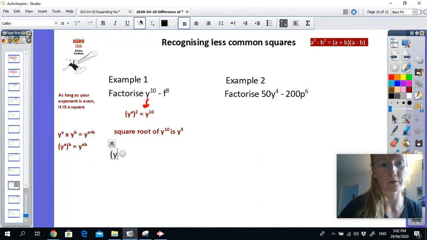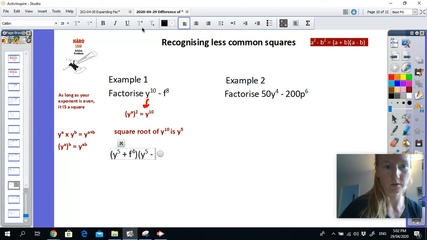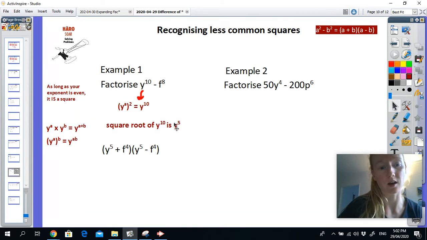So y to the power of 5 is our first square root, and f to the power of 4, our second one. Okay. So a quick recap of some exponent rules just helps us recognize that those there are squares.